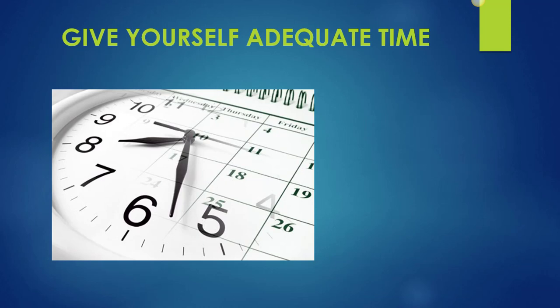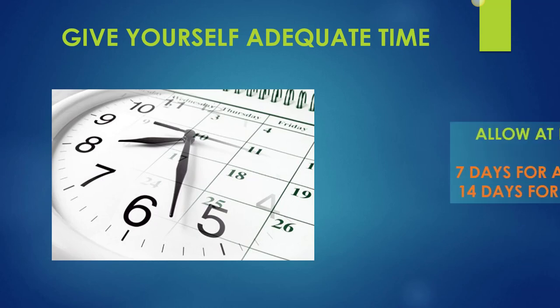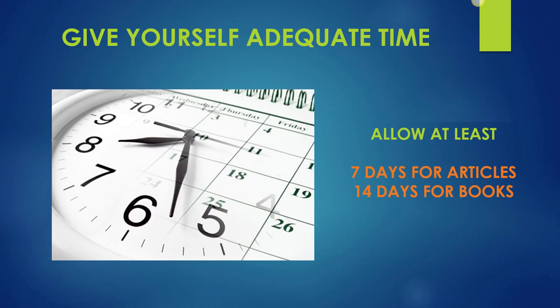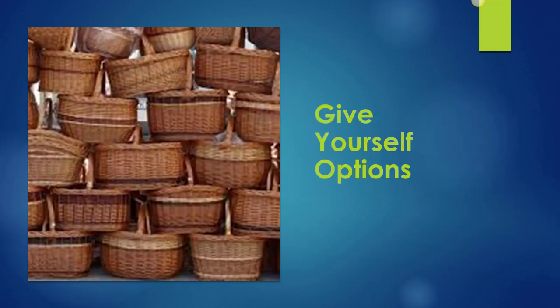Begin your research process early to allow adequate time to receive your article or book. Often we are pleasantly surprised by how fast we receive our request, but don't count on it. Allow a minimum of 7 days for articles and 14 days for books. Remember, we are requesting from other libraries and do not control all factors for delivery. Keep in mind, we're not always able to obtain the item, so don't put all your eggs in one basket.